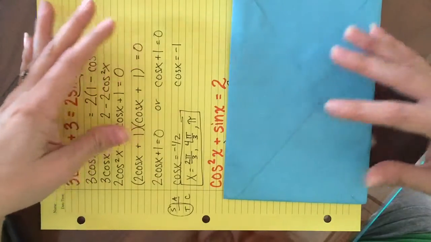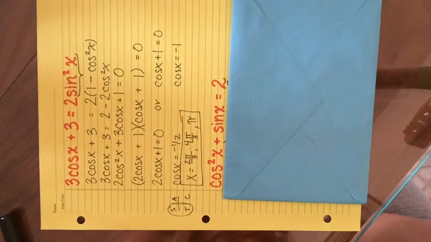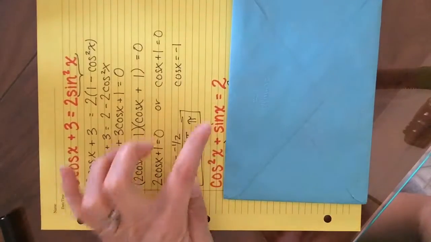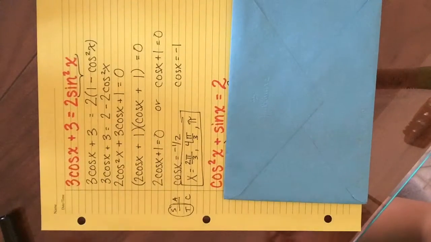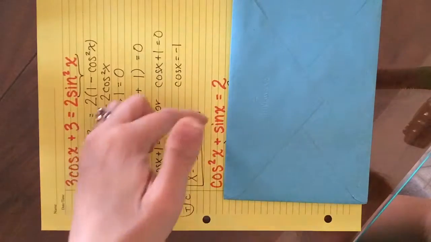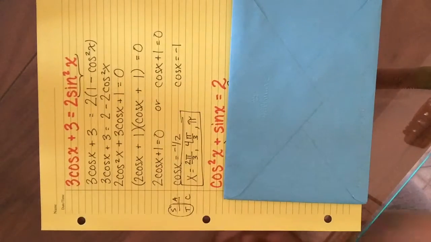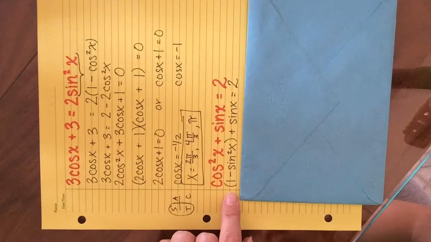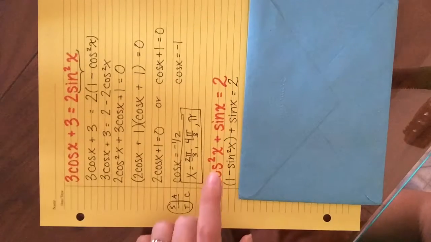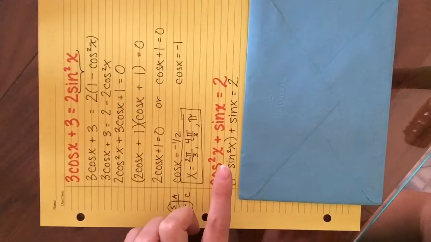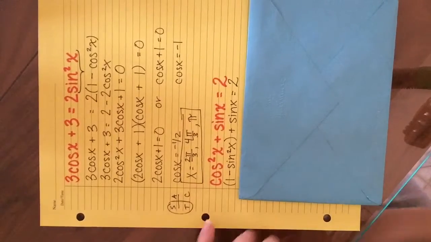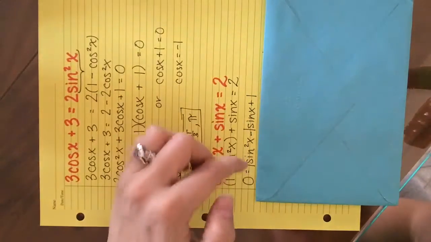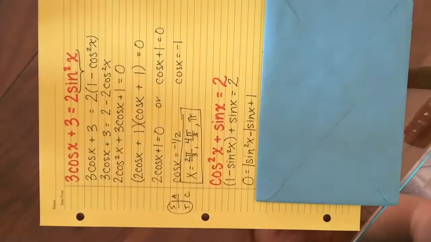Now the last example, cosine squared of x plus sine of x equals 2. Again, we run into the situation where you've got 2 different trig functions, so you have to change one of them. Not much we can do with sine of x, but cosine squared of x we know is the same thing as 1 minus sine squared of x. Now, we always like the squared term to be positive. We like quadratics that equal 0. So taking care of that, our equation becomes 0 equals 1 sine squared of x minus sine of x plus 1.